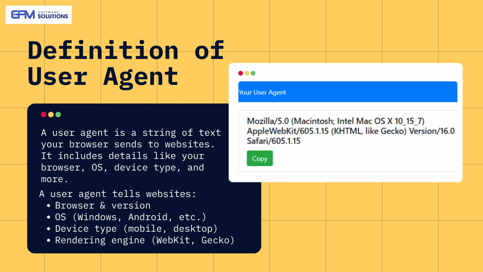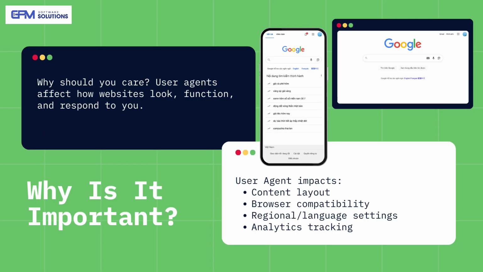In essence, a user agent tells websites things like your browser and its version, your OS, e.g., Windows, Android, your device type, mobile or desktop, the rendering engine, like WebKit or Gecko. So, why should you care? Because user agents affect how websites look, function, and respond to you.